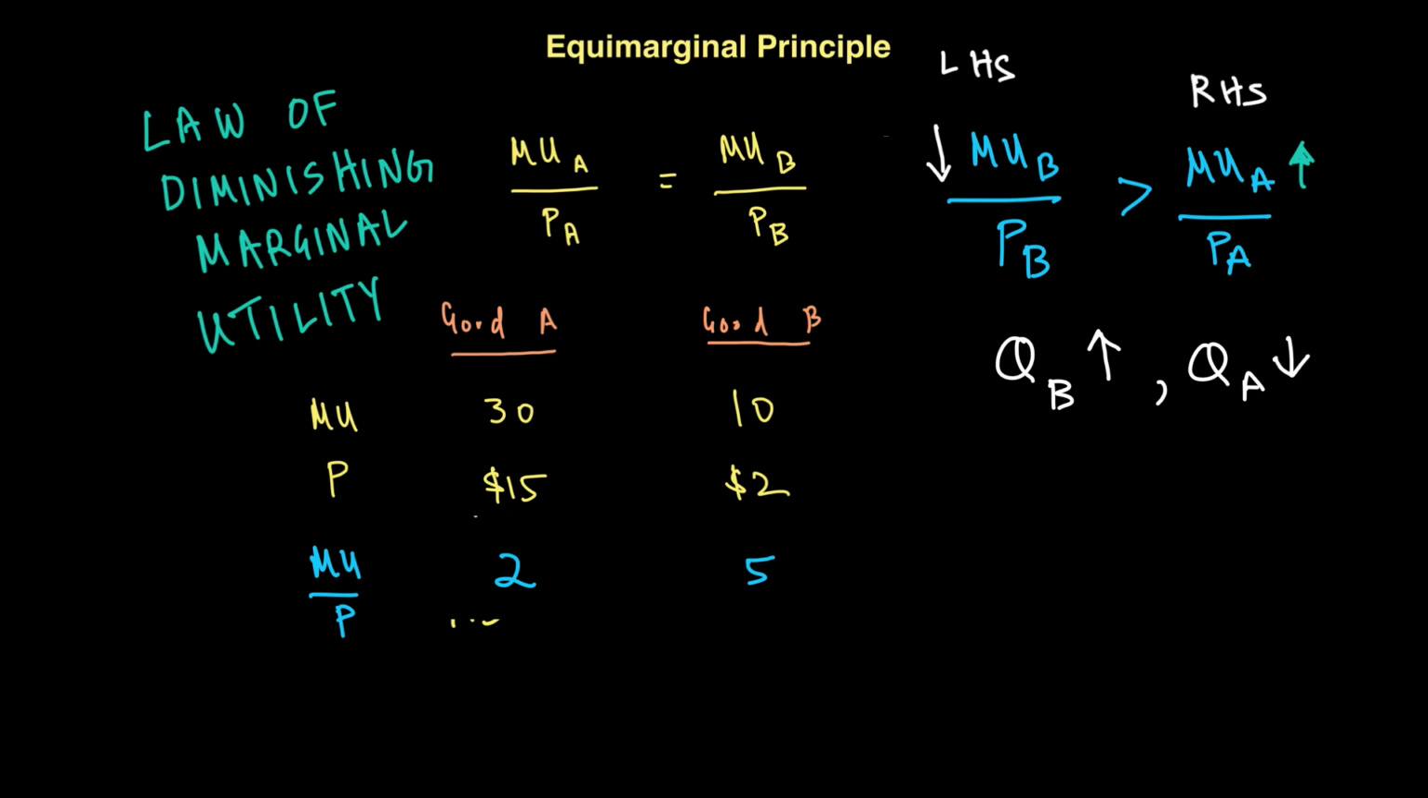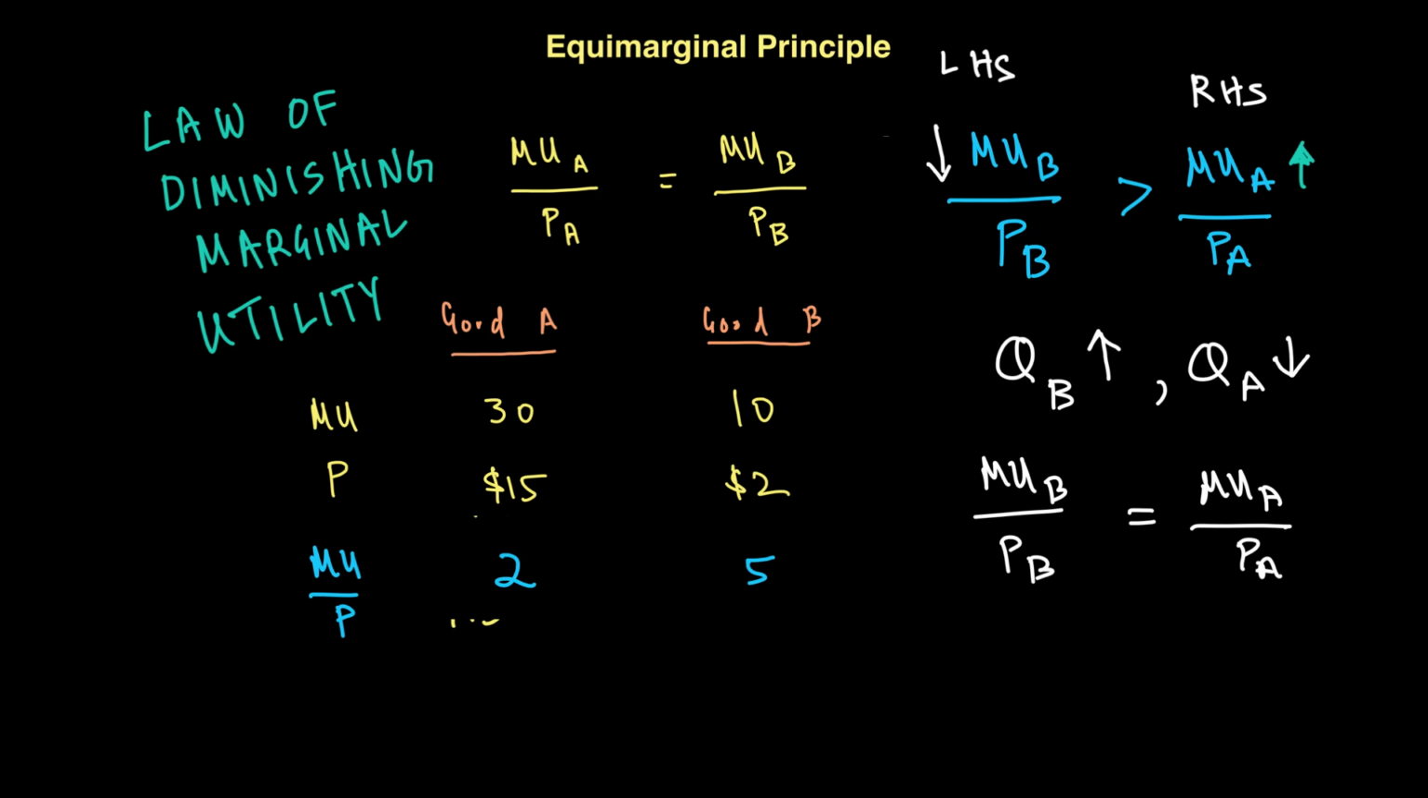And we will keep on buying more of B and less of A till there may come a point where we will realize that the MU of B over price of B has become equal to MU of A over price of A. At this point, the rational consumer will have no incentive to change or buy more or less of any good, because the equimarginal principle is met and the consumer equilibrium is reached.